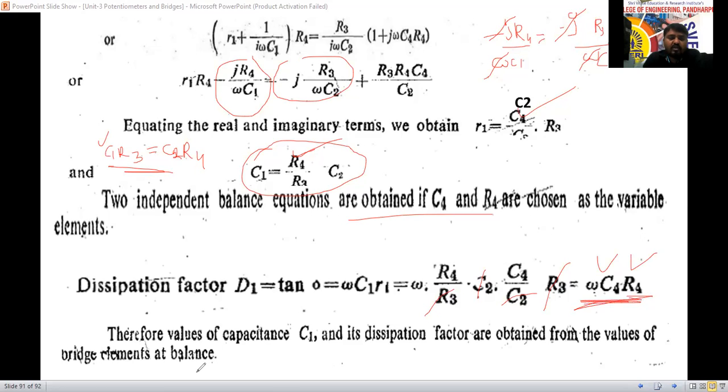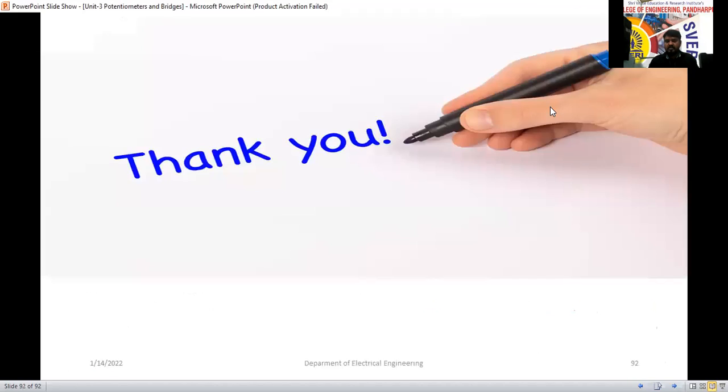Yes, sir. So therefore, the values of capacitance C1 and its dissipation factor are obtained from the values of bridge elements at balanced condition here. So the unknown capacitance we can measure, as well as the resistance, that is called the R1 value, which is used in series with the unknown capacitance here now. So it completes the whole chapter 3. It is completed here now. It will finish here only.